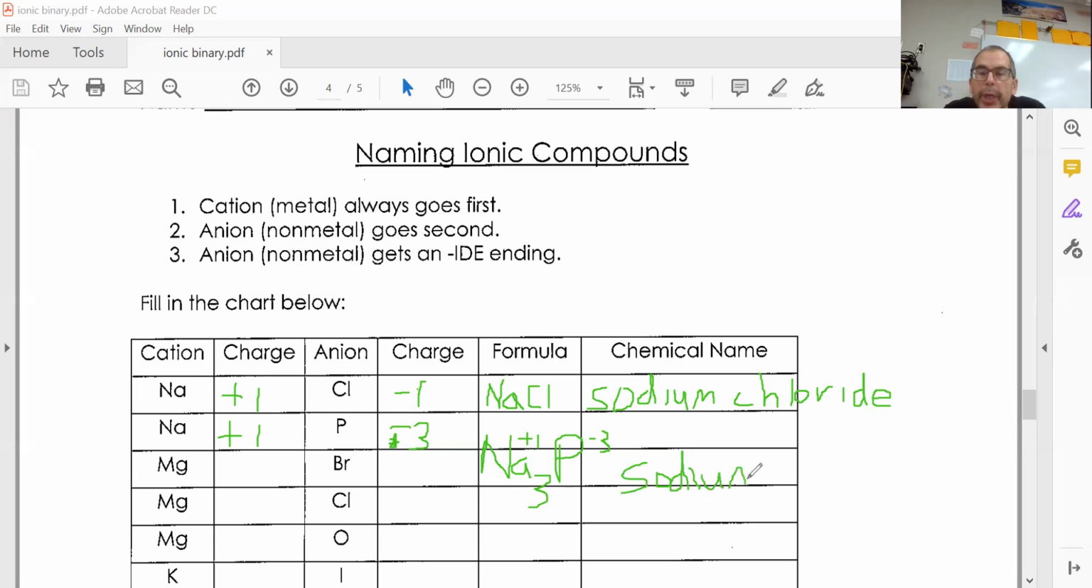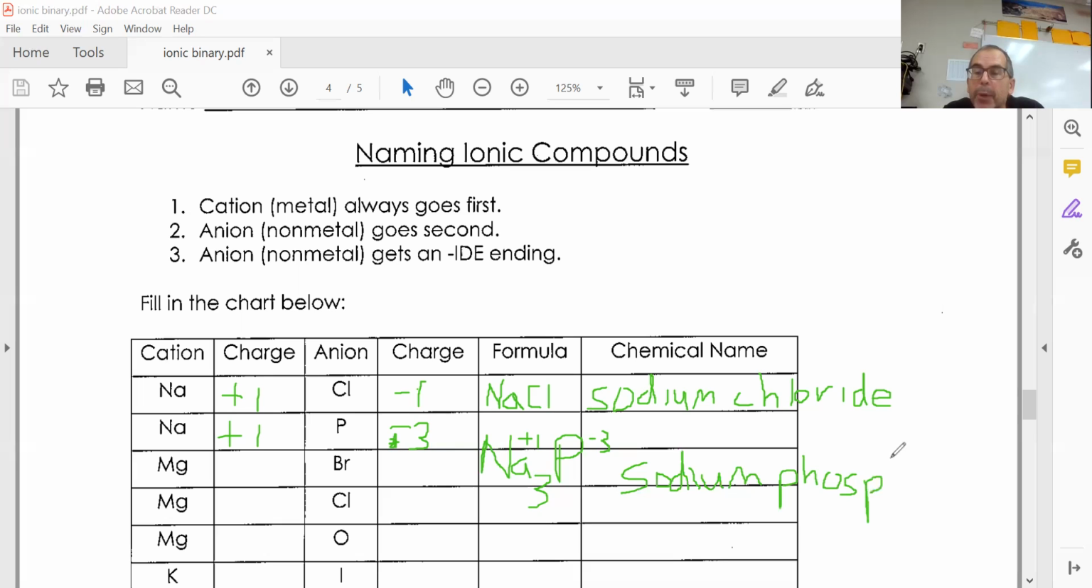And this one's a little tricky. It's phosphorus, and you think it would be phosphoride. That would be my guess because it gets the INE ending. And to some, that sounds funny. So instead of saying phosphoride, we just say phosphide.